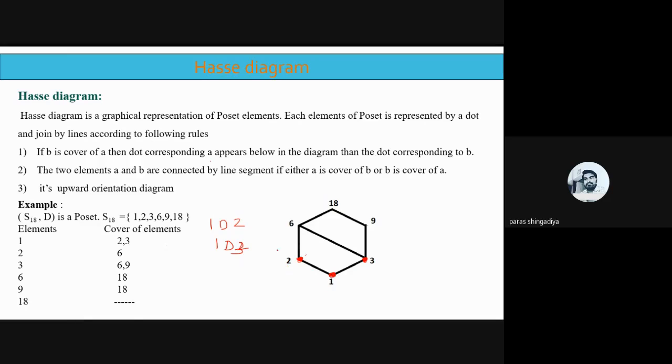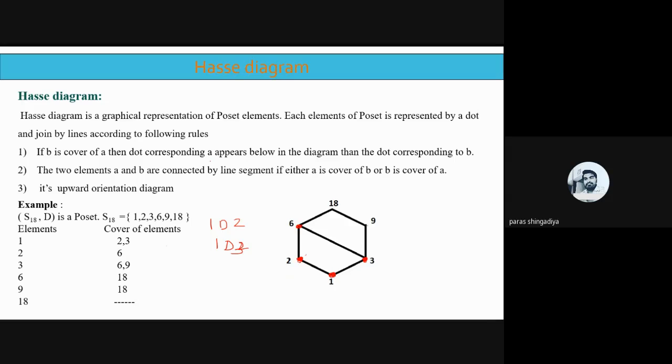Clear? And if B is a cover element of A, otherwise 2 is a cover element of 1, then we have to join these two elements by a line segment. So connect 2 with 1, 3 with 1, that is by the line segment. And the next number is 6, so consider the place of 6 here, that should be above in comparison to the place of 2.